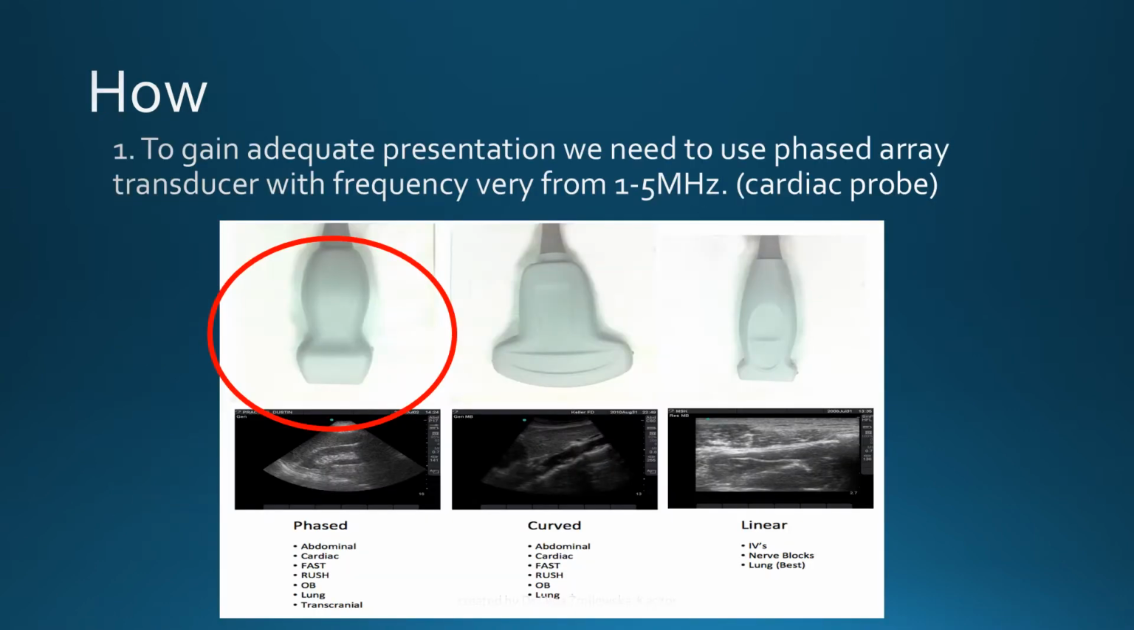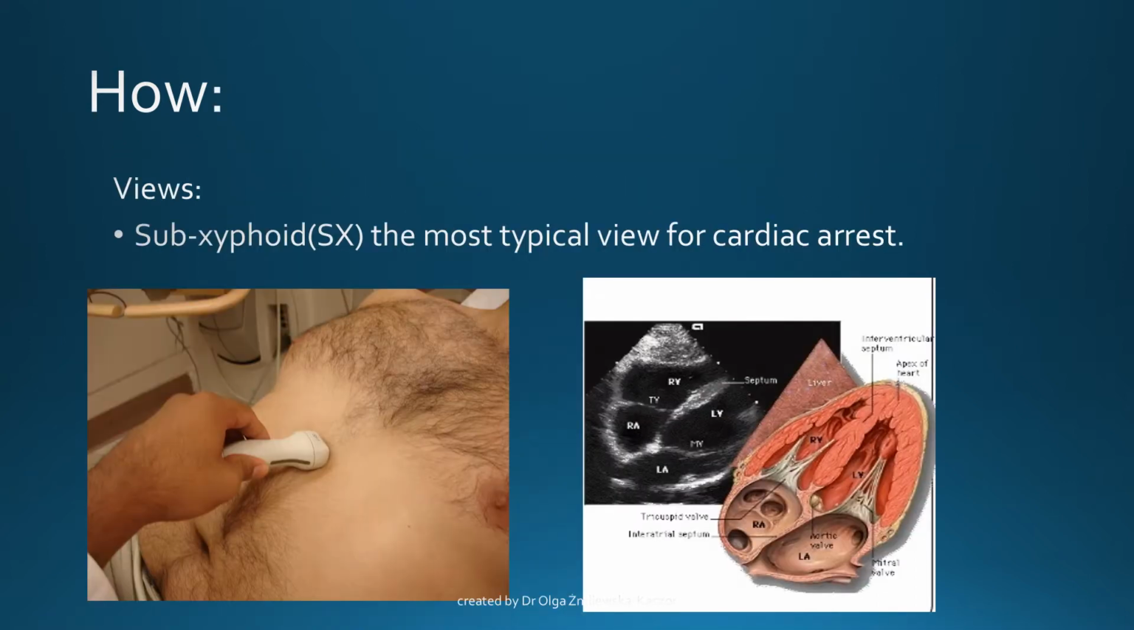To gain an adequate view, you have to use the right probe. For isolated heart scanning, you should use the phased array transducer with a frequency that varies from 1 to 5 megahertz. It's called a cardiac probe. However, we can also use it to assess the abdomen for the FAST and RUSH protocols, for obs and gynae examination, transcranial ultrasound, or the lung itself.